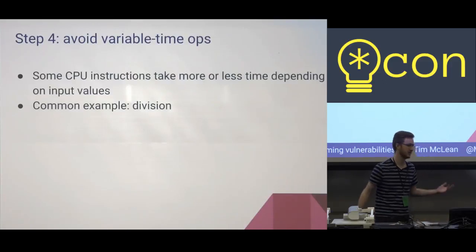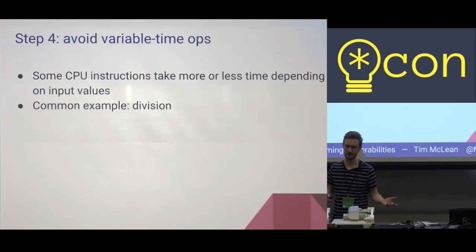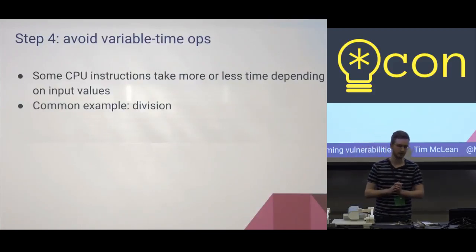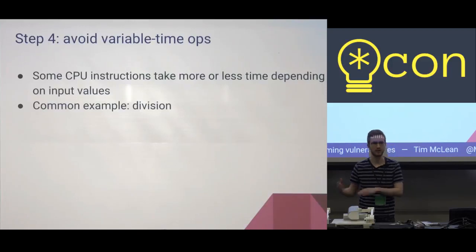And the last rule and the last step is simply to avoid these variable time operations. Some CPU instructions actually take a variable amount of time to execute depending on what the values are. Obviously that's not good because that will impact your execution time. A common example is division. Division is a fairly expensive instruction on modern CPUs. Larger numbers typically take longer to divide, and smaller numbers take a short amount of time to divide.